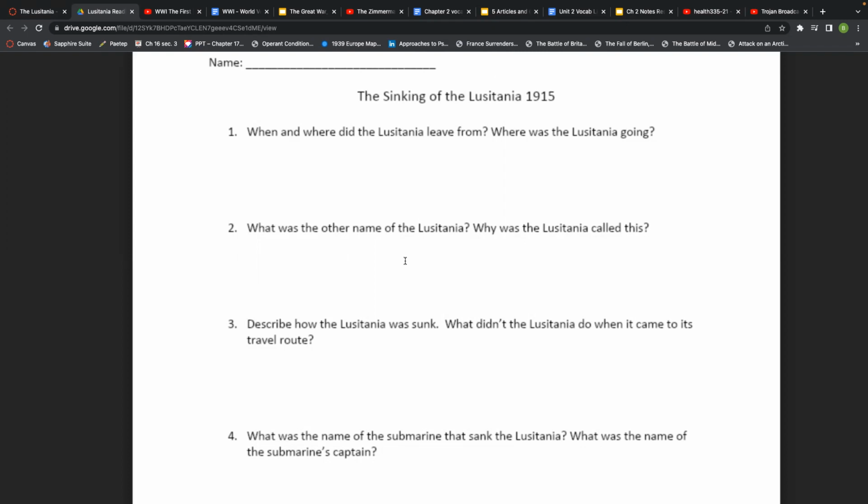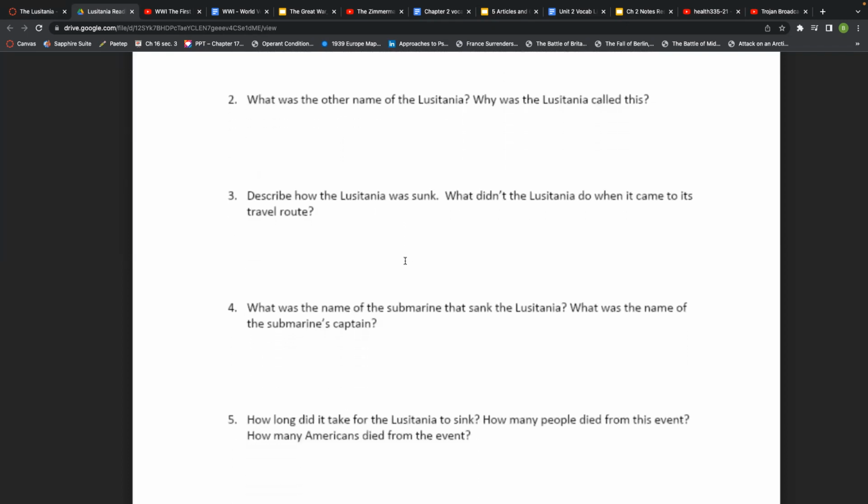Number two. What was the other name of the Lusitania? Why was it called this? Connor. The Greyhound, used to fast flyer. Yeah, good job. The Greyhound of the Seas, and it was very fast for the time. You wanted a ship that could move pretty quick so you could avoid some of the torpedo fire from these U-boats. One thing to note with the next question, when it comes to its route, the idea was that if you moved in a zigzag formation, this prevented the submarines from locking onto you.